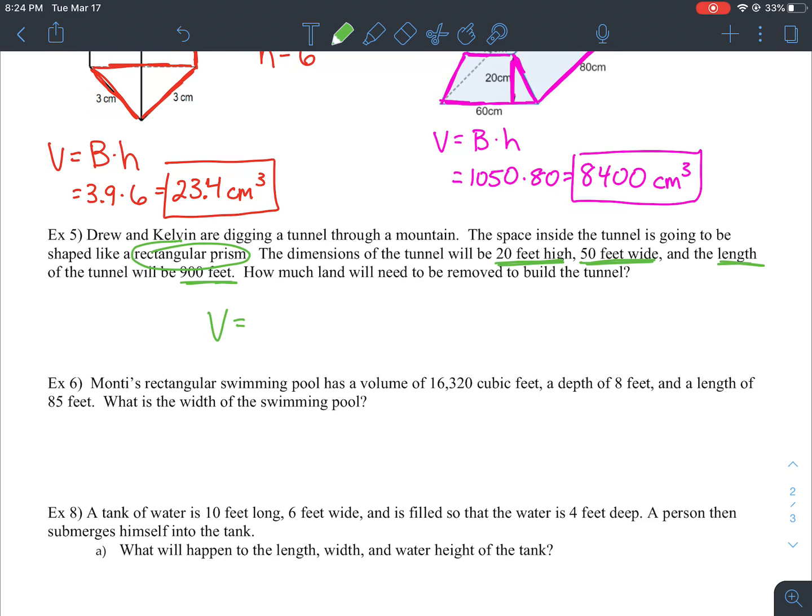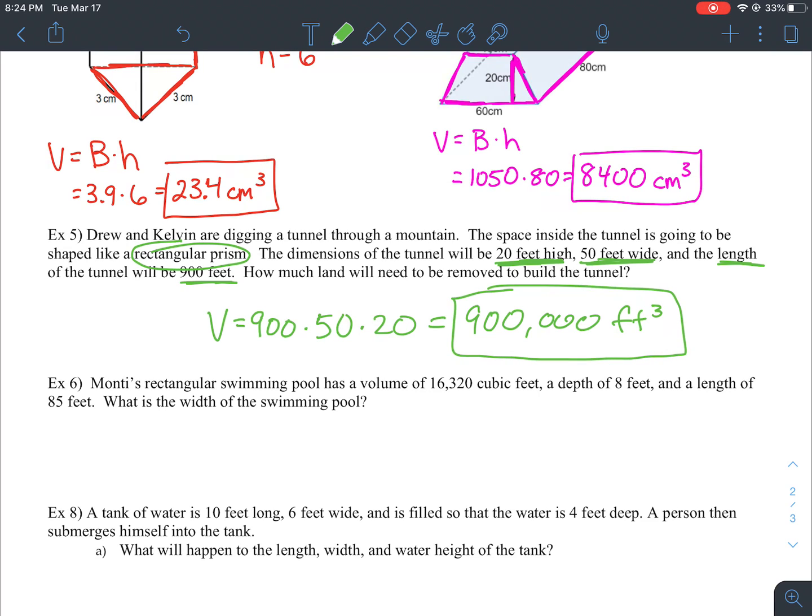Well, given that it's a rectangular prism and that we were given all three dimensions, this is pretty straightforward. Okay, it tells us that the length of the tunnel is 900 feet. So there's my length. My width is 50. And my height is 20. So a quick calculation, 900 times 50 times 20. And that comes out to be, big number, 900,000 feet cubed.